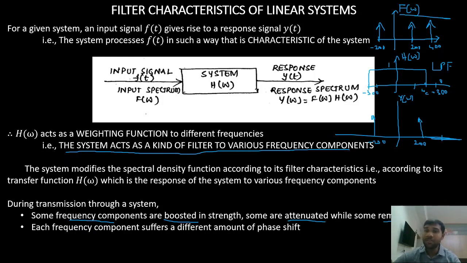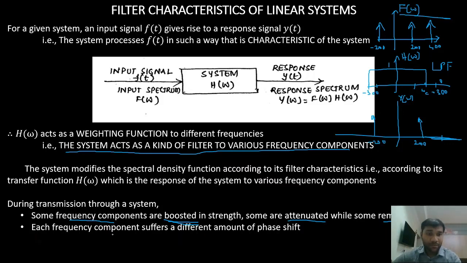For some frequency components, you might not amplify or attenuate, you might just pass them as they are. You will just multiply them with 1. So there are 3 types of amplitude modifications that can be done through transmission through a system for any frequency component: one is boosting the signal, one is attenuating the signal, and one where there is no change in the signal amplitude of the frequency component.